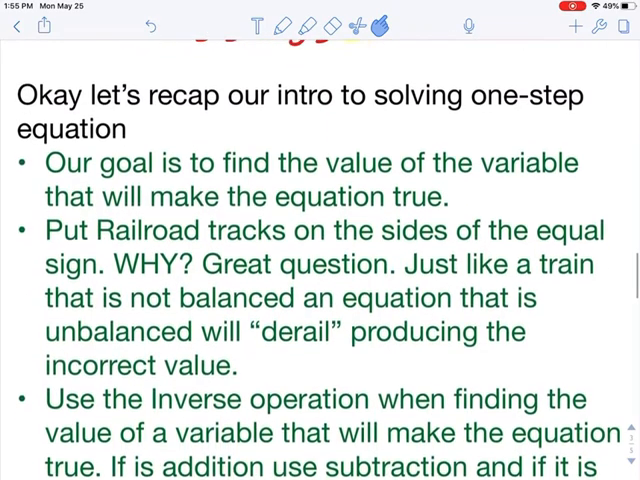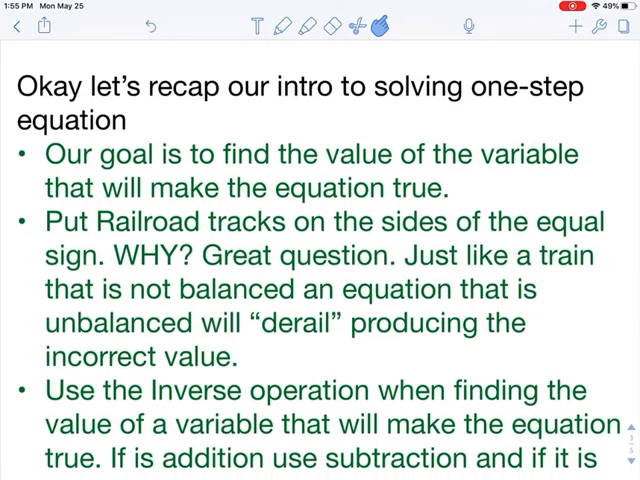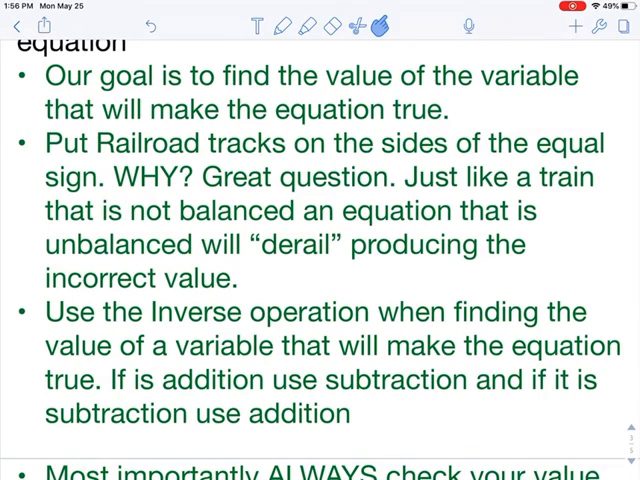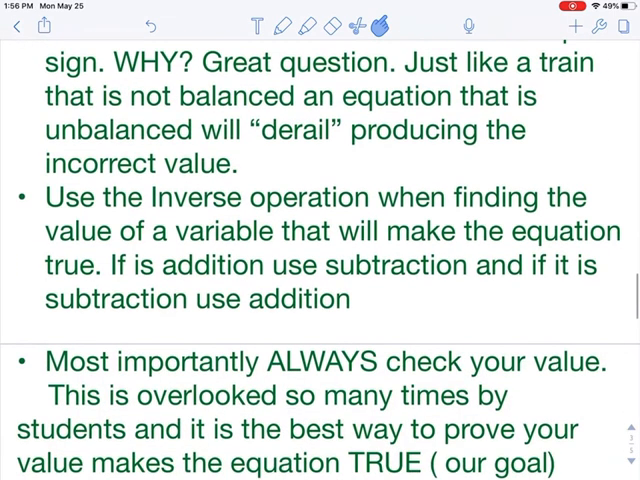Okay, let's recap our intro to solving one-step equations. Our goal is to find the value of the variable that will make the equation true. Put railroad tracks on the sides of the equal sign. Why? Great question. Just like a train that is not balanced, an equation that is unbalanced will derail, producing the incorrect value. Use the inverse operation when finding the value of a variable that will make the equation true. If it is addition, use subtraction. If it's subtraction, use addition.